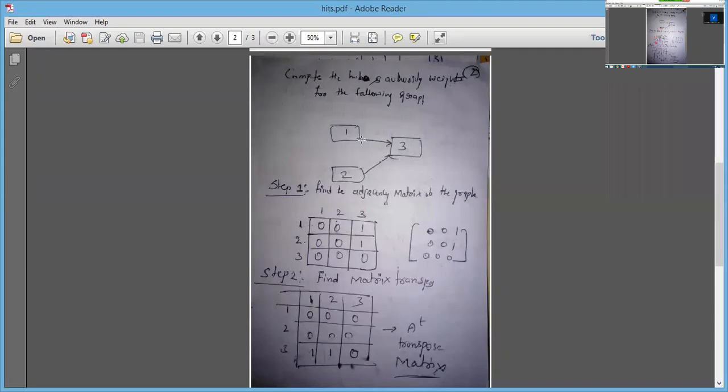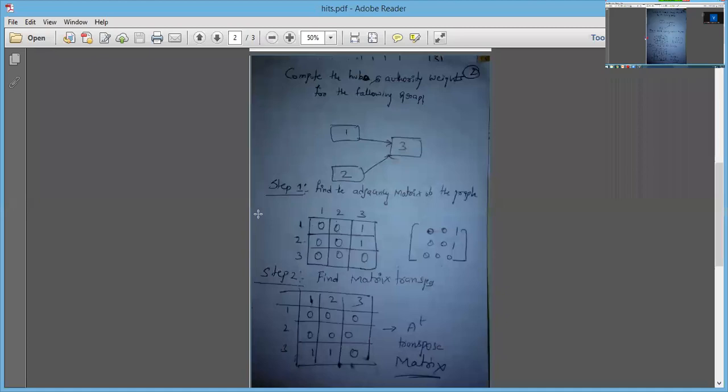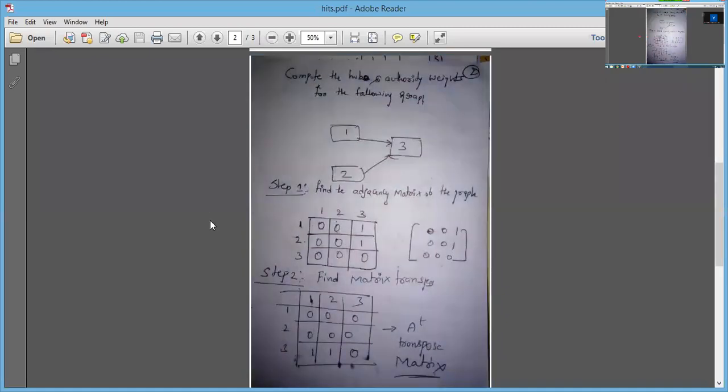So you know there are three nodes. Node 1 is not going to visit anywhere, so 0. From 1 to 2 there is no connection, 0, not connected. From 1 to 3 there is one connection, 1. From 2 to 0, 2 to 1, 0, 2 to 2, 0, and 2 to 3, 1. From 3 there are no out-degree connections to the pages, so everything is 0. So your matrix is ready: 0, 0, 1, 0, 0, 1, 0, 0, 0. So basically a 3 cross 3 matrix, because you are going to have 3 nodes.